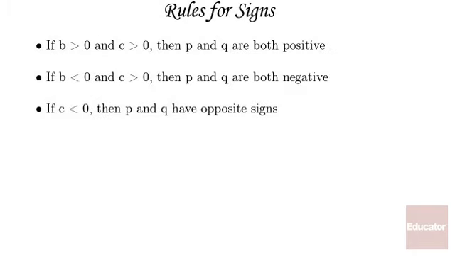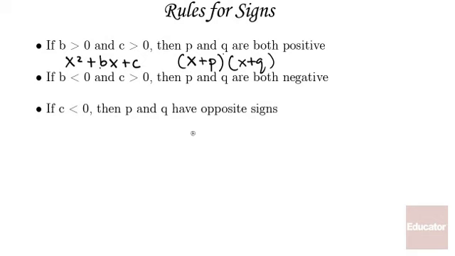Okay, you also have to take into account the signs of the expression. In the first expression that we discussed, it was in the form x squared plus bx plus c. If b is greater than 0, as shown, and c is greater than 0, then both p and q are positive. So it would end up factoring out to this form, x plus p times x plus q.